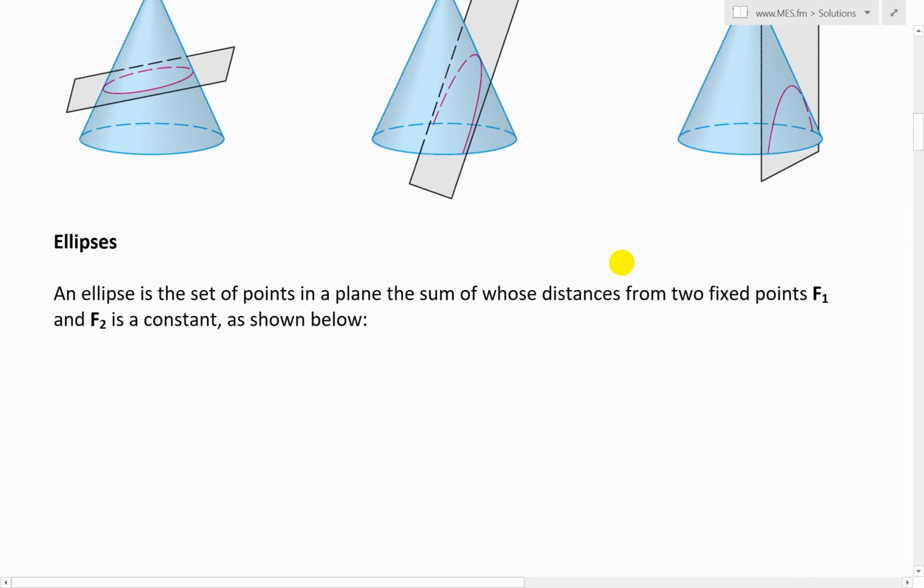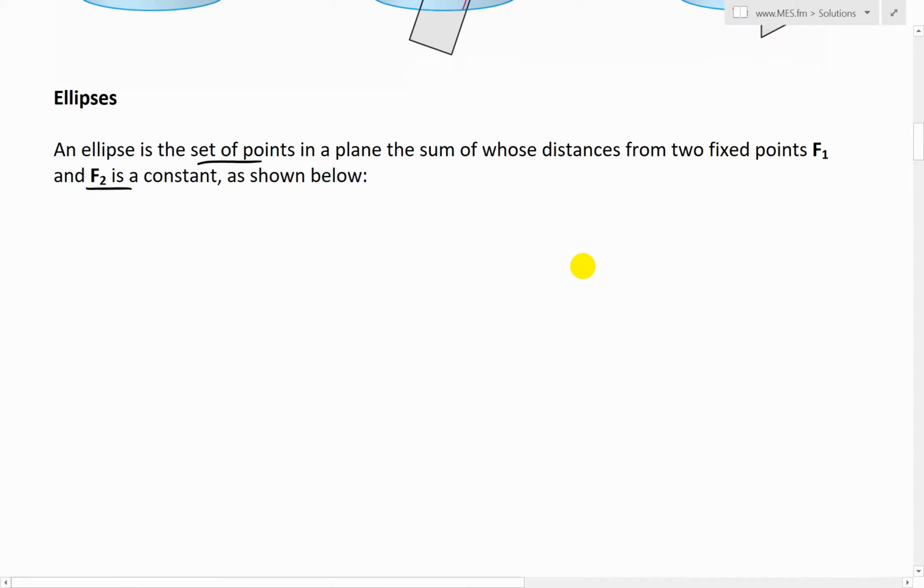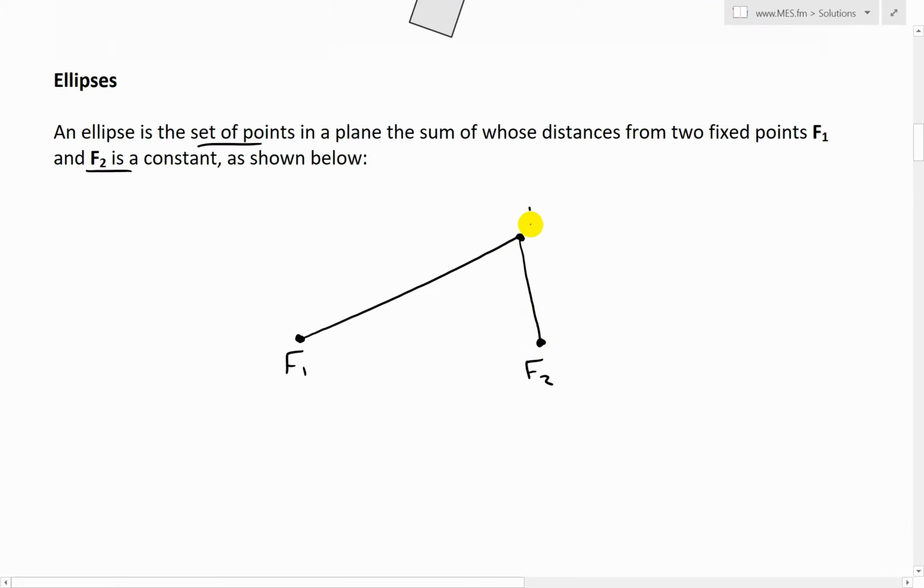So let's jump into ellipses. The definition of an ellipse is over here. An ellipse is the set of points in a plane, the sum of whose distances from two fixed points F1 and F2 is a constant, and this is as shown below, which I'll draw right now. So if you had two points here, I'll call this F1, then another point here, I'll call this F2, and now let's say we had a point P right here. From here to here we have a distance like that, and then here to here we have another distance.